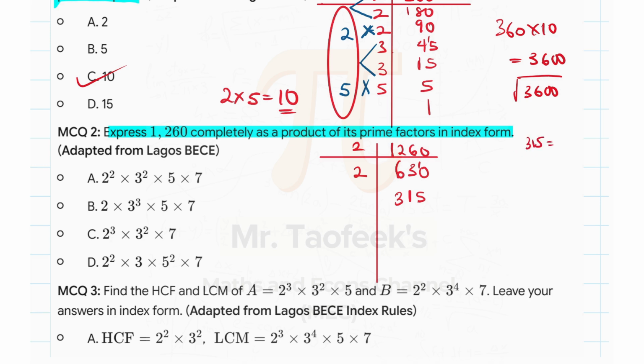So 315. To check if 3 can divide 315, just add the numbers together. 3 plus 1 plus 5 gives us 9. 9 is a multiple of 3, so that means 3 can go. Okay, let's do this. So 315 divided by 3.